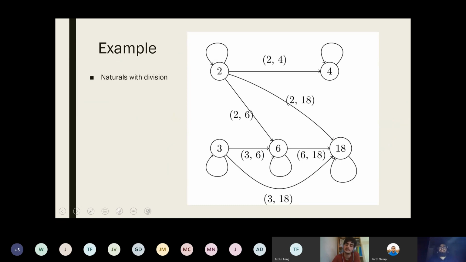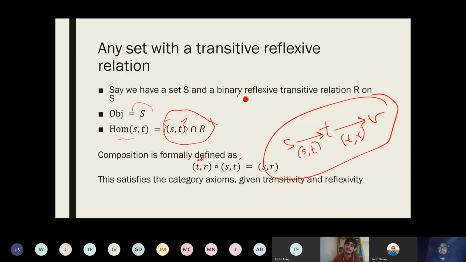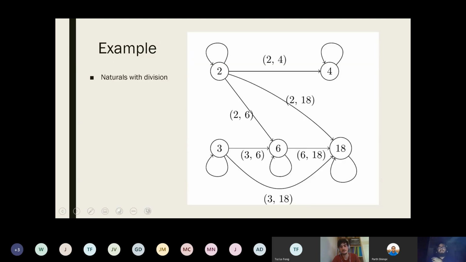This is much better visualized for the example. And this is the natural numbers with division. We need reflexivity so that we have identities, and we need transitivity so that this last thing we composed makes sense. So the natural numbers with division form a category of this type. So 2 divides 2 is represented by this, and 2 divides 4. And you don't have a map between 4 and 18 because 4 doesn't divide 18.